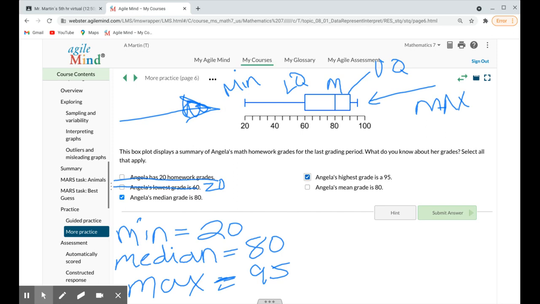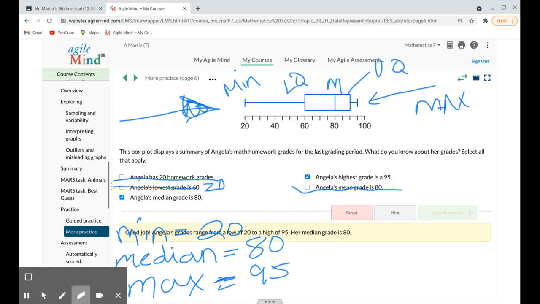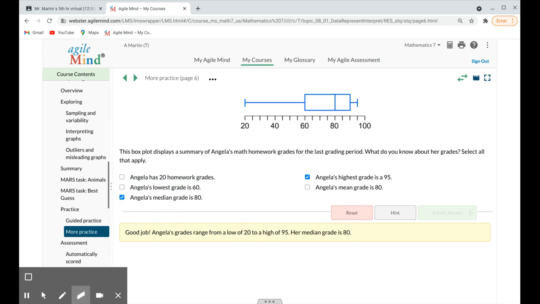And Angela's mean grade is an 80. Remember, a mean is an average, but earlier we said that we cannot calculate a mean by a box plot. So can that be an answer, Satari? No. Nope. Good. So what is the range of her work? 75. Yeah, it's a 75 overall because it's from a 20 to a 95. Good deal.